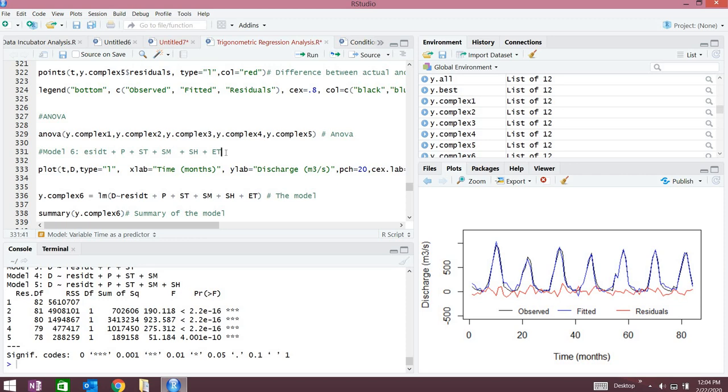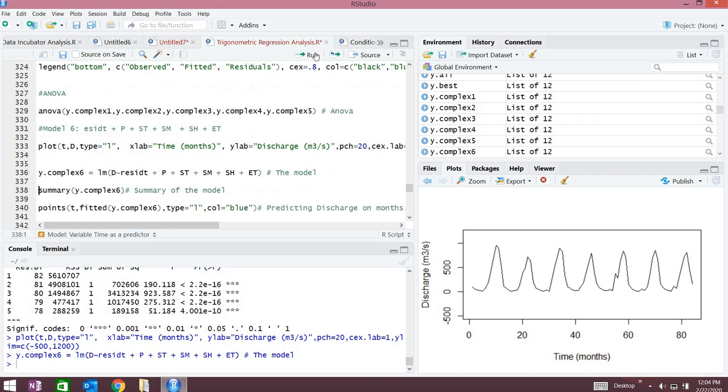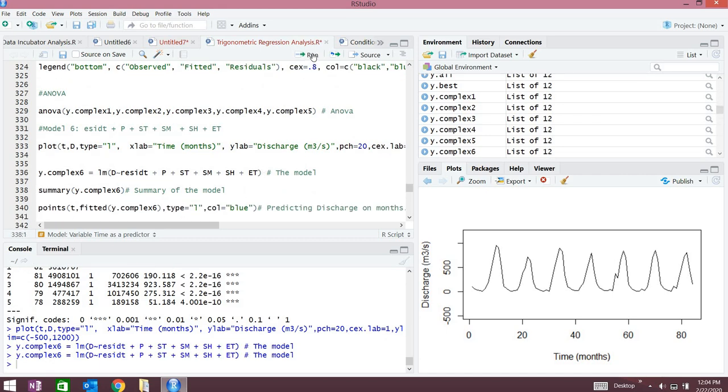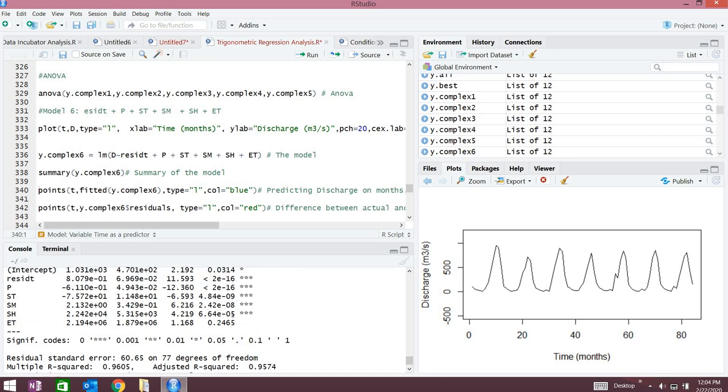Now we add our last variable, which is evapotranspiration, to the model. We plot our discharge versus time. Then model 6 is added. Then we run the summary. Summary of model 6. Oh, it is not good. It is not good.